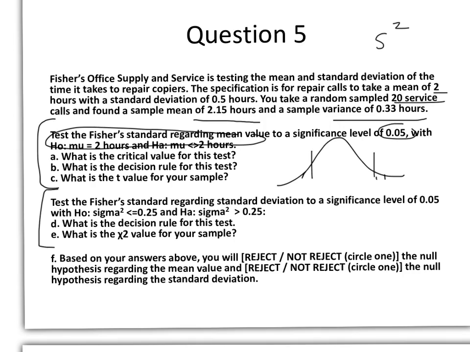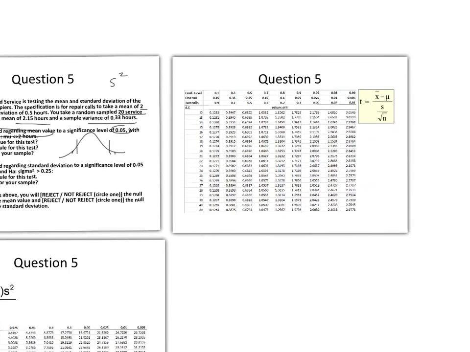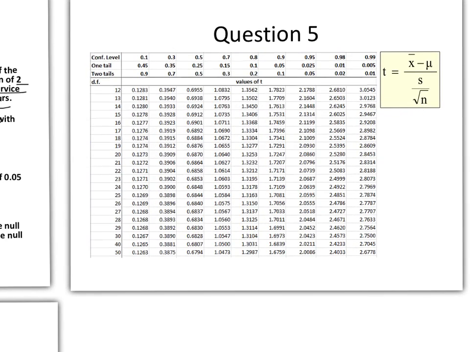So let's take a look now here at our student's t-table, and we have a two-tail test with alpha of 0.05, and the degrees of freedom is 19, 20 minus 1 is 19, and so our t of alpha is going to be 2.0930, or positive and negative 2.0930.